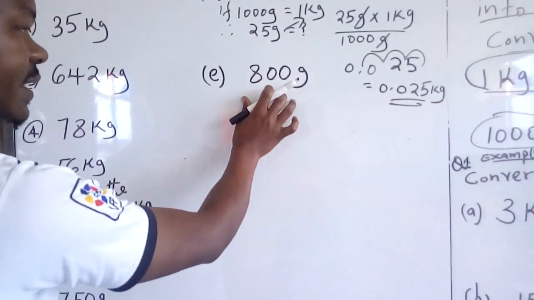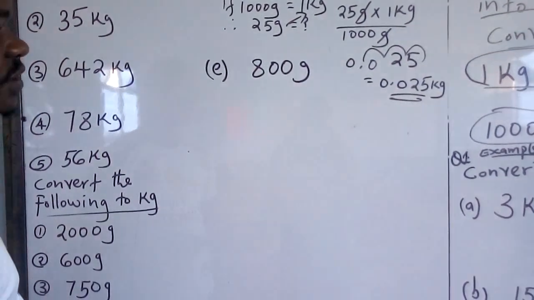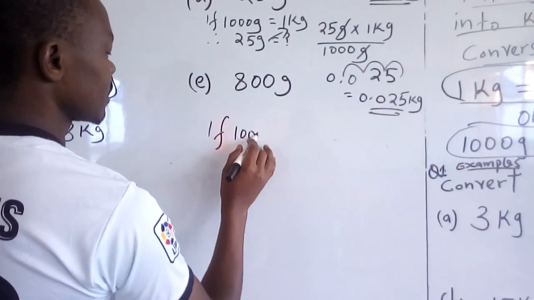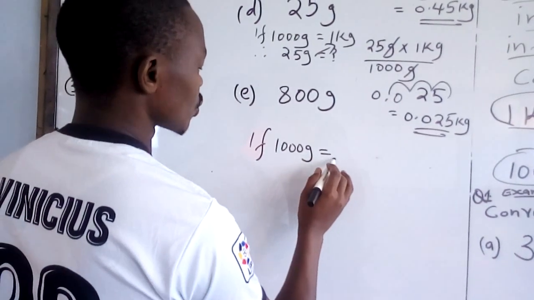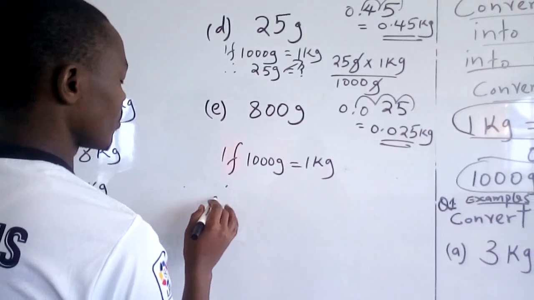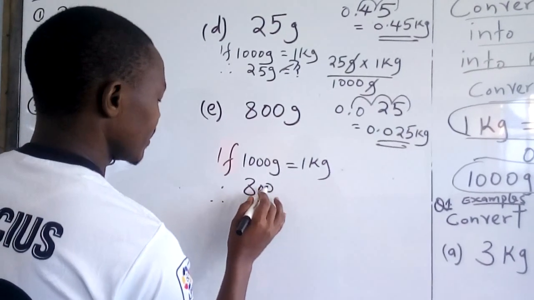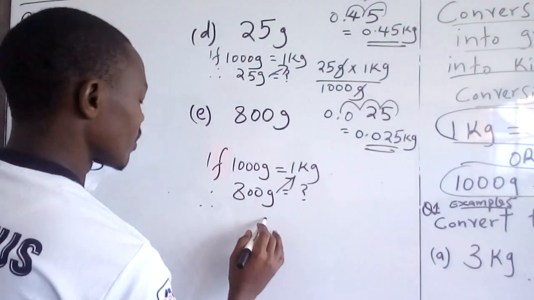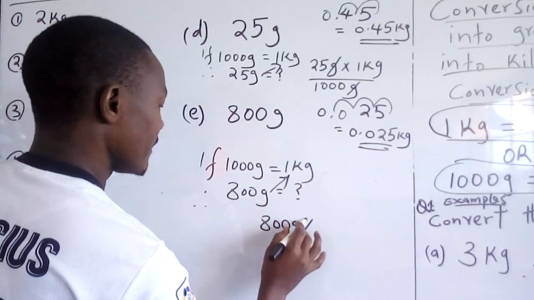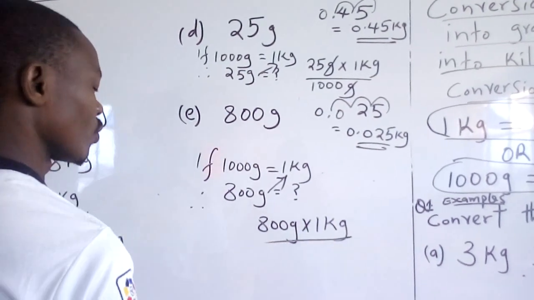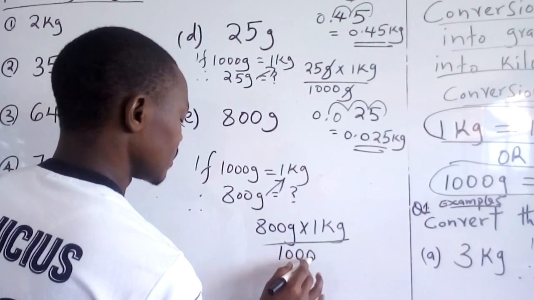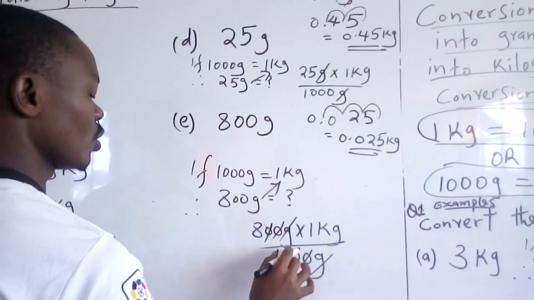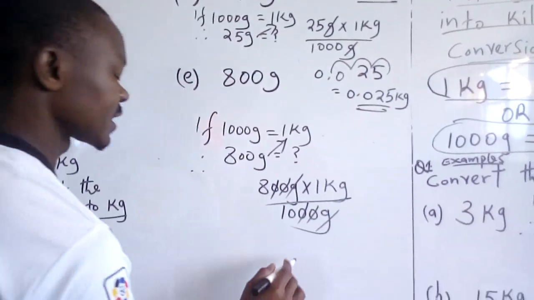Let us look at this other one, 800 grams. Convert 800 grams into kilograms. You start off with if 1000 grams is equal to 1 kilogram, what about 800 grams? It will be what? Cross multiply. So this is going to be 800 grams multiplied by 1 kilogram all over 1000 grams. The grams will cancel. Then 0, 0, 0, 0. 8 all over 10 is the same as 8.